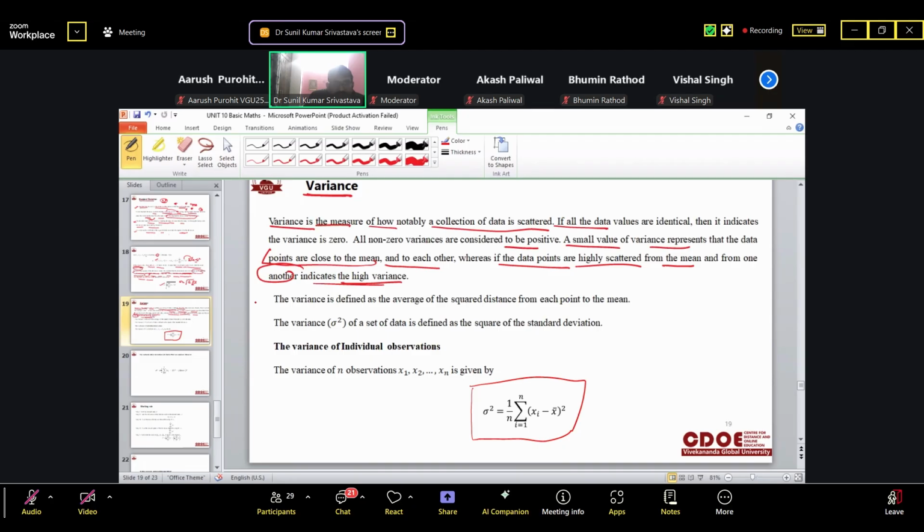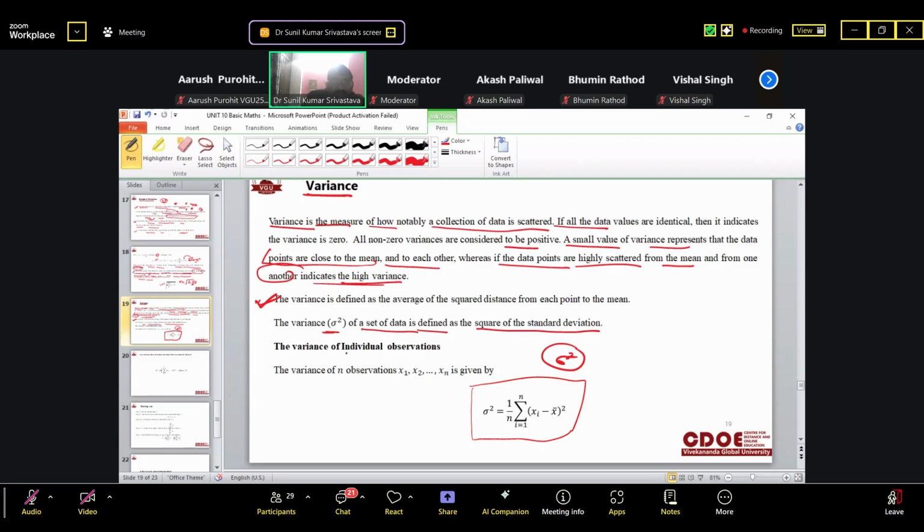Therefore, variance is defined as the average of the squared distance from each point to the mean. That is, (xi minus x bar) whole square, sum over i equal to 1 to n, times 1 by n. The variance is denoted by sigma square, and is defined as the square of the standard deviation.